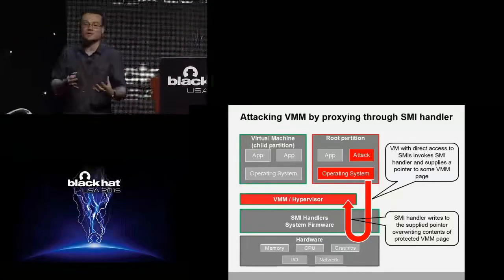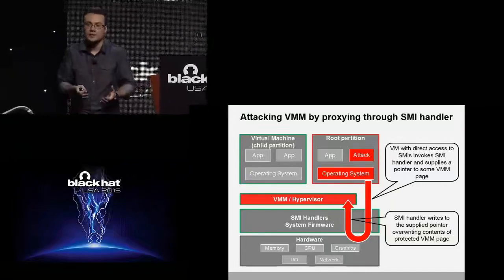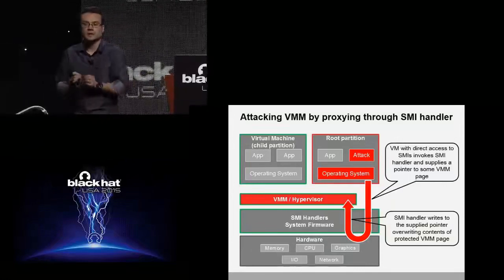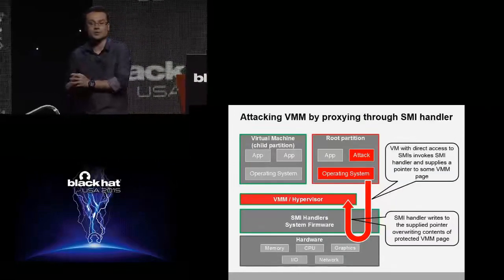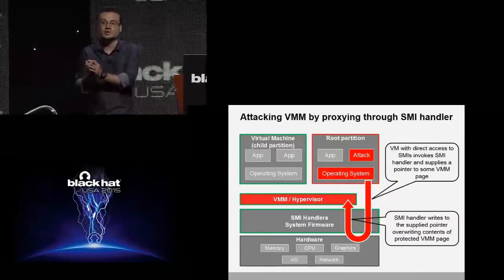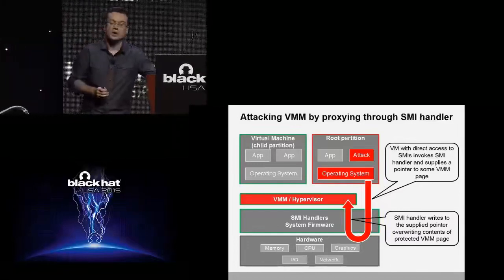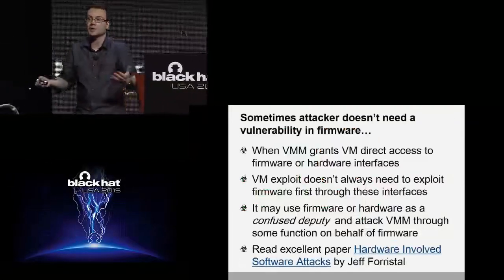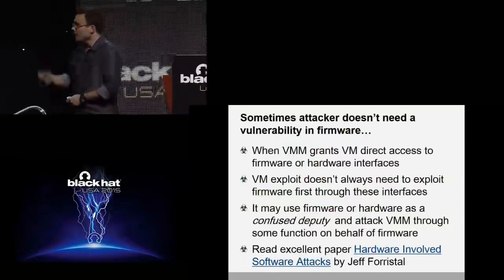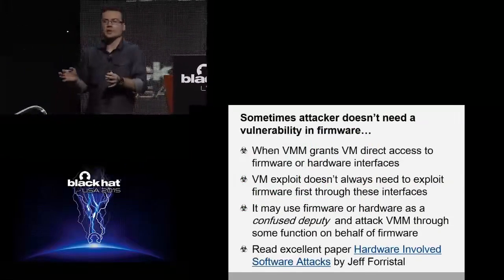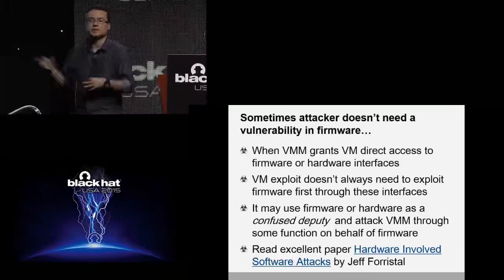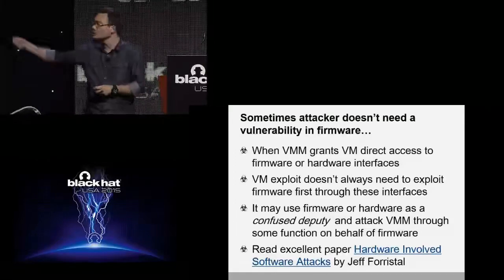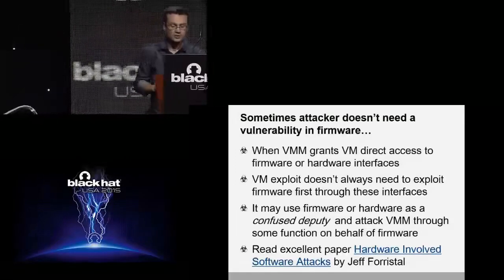Even if you have fixed firmware with the fixed vulnerabilities, if the hypervisor provides direct access to the interfaces of that firmware to any of the virtual machines, then that virtual machine can potentially use those interfaces to attack the hypervisor by leveraging that interface as a kind of confused deputy, as a proxy, right? There's a really nice taxonomy of those kinds of hardware-involved software attacks, including those confused deputy attacks through the firmware, described by Jeff Forrestal in the presentation that you can read offline.